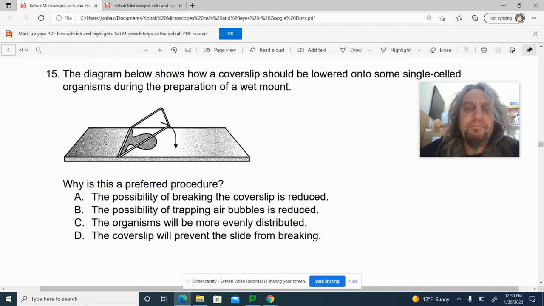15. The diagram below shows how a cover slip should be lowered onto some single-celled organisms during the preparation of a wet mount. Why is this the preferred procedure? A, because the possibility of breaking the cover slip is reduced. B, the possibility of trapping air bubbles is reduced. C, the organisms will be more evenly distributed. Or D, the cover slip will prevent the slide from breaking.